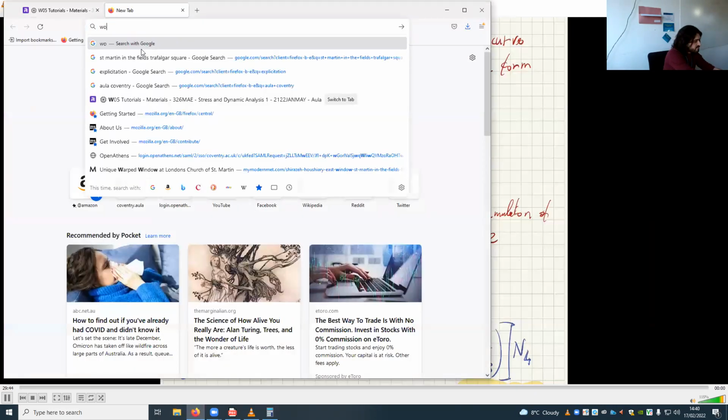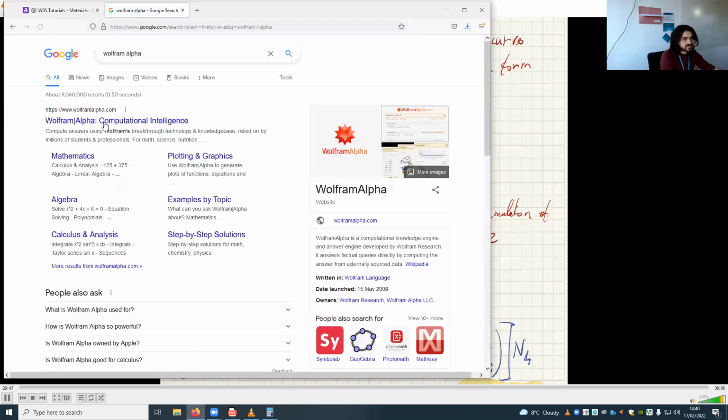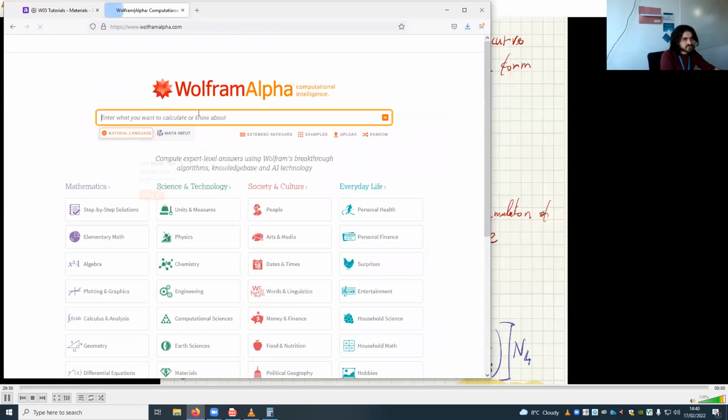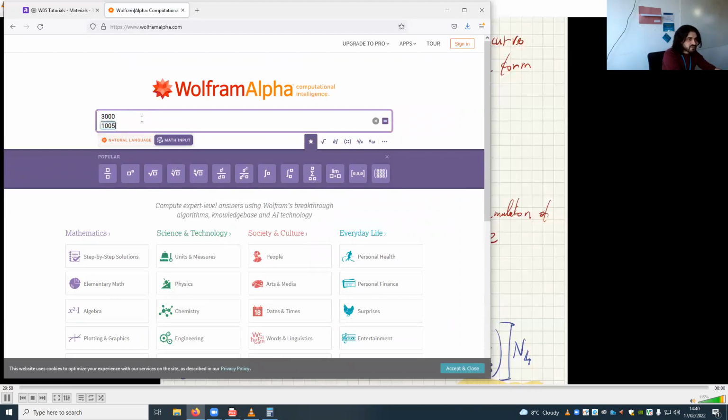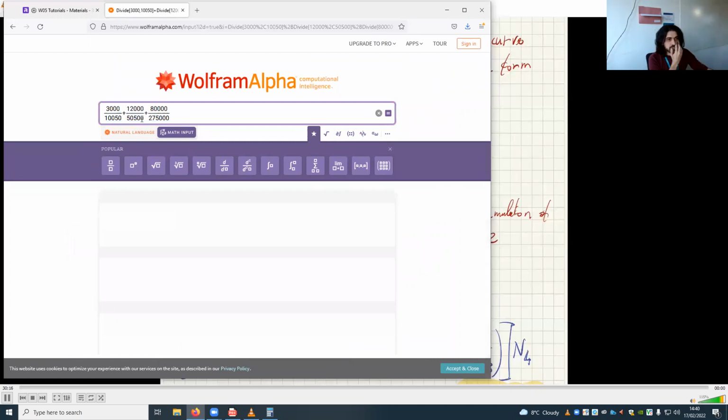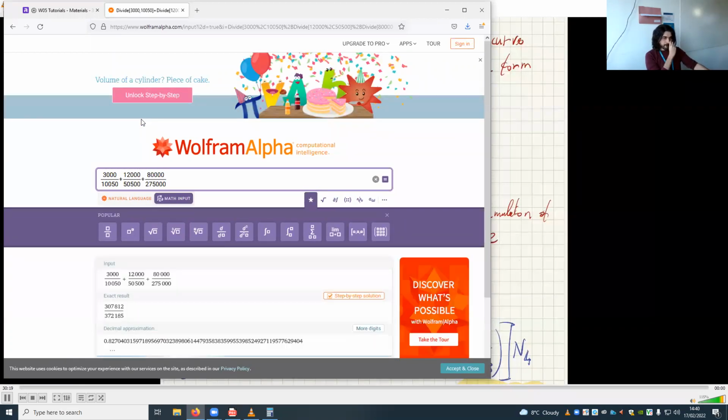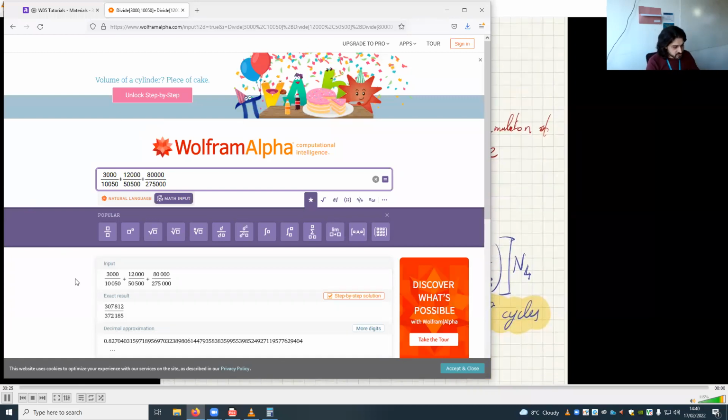I don't trust a calculator in Windows. So let me do this very briefly in Wolfram Alpha. This would be 3000 over 10050 plus 12,000 over 500 plus 80,000 over 275,000, and this is equal to... So you have 82% of the life spent, 82.7%.